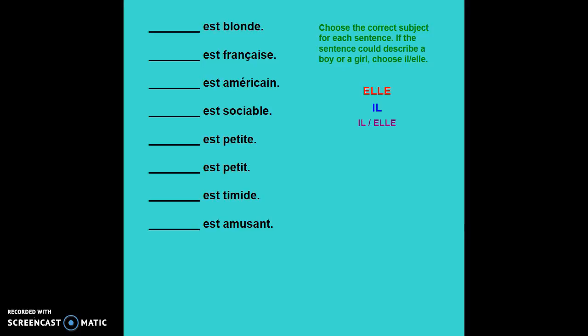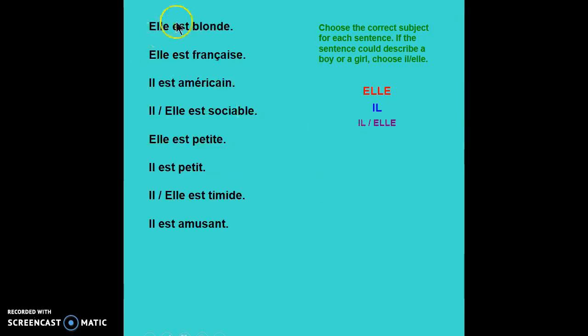Take a look. All right, and now I'm going to show you the answers. So we have elle est blonde. Elle est française. Both of those, blonde and French, don't naturally end in E. So we added E's to them, so they must be describing female subjects here. Il est américain. There's no E. So American, we know we have to be describing a male. The word sociable here always ends in E, so it could be il est sociable or elle est sociable. So outgoing or friendly.